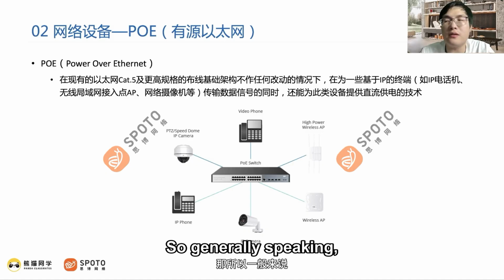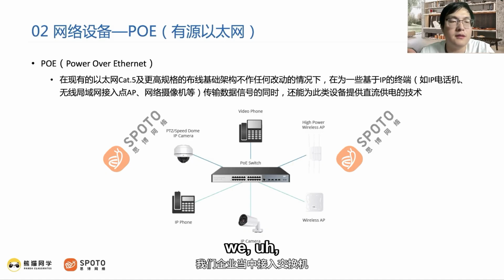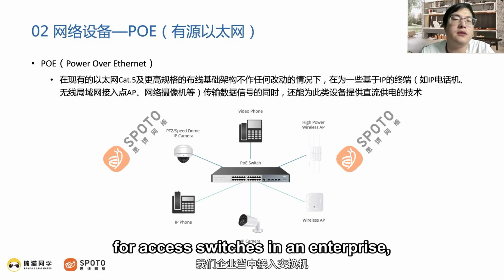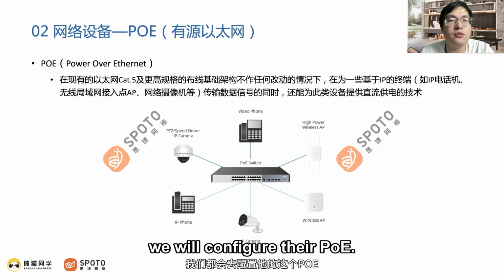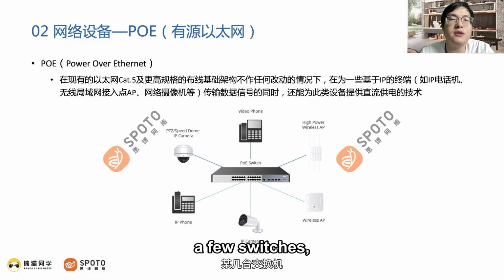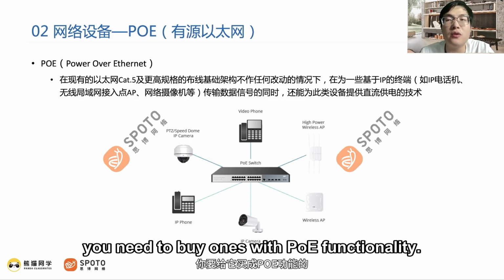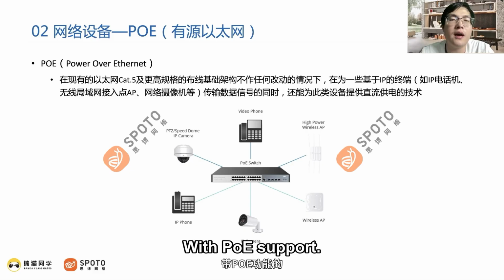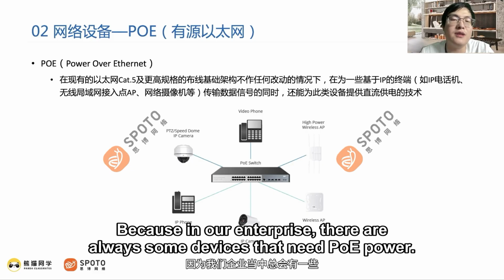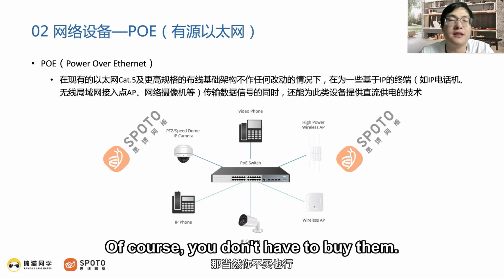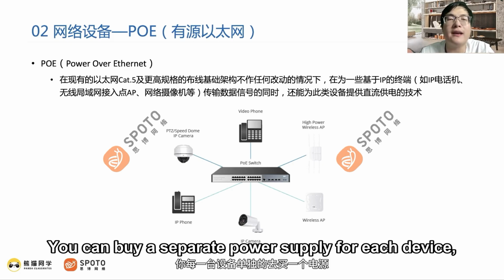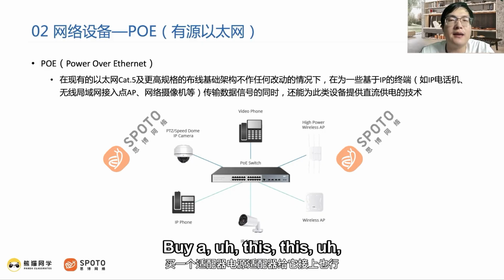So generally speaking, for access switches in an enterprise, a few of them we will configure with PoE. That is, when you purchase switches, you need to buy ones with PoE support, because in our enterprise, there are always some devices that need PoE power. Of course, you don't have to buy them. You can buy a separate power adapter for each device. Connecting it works too.